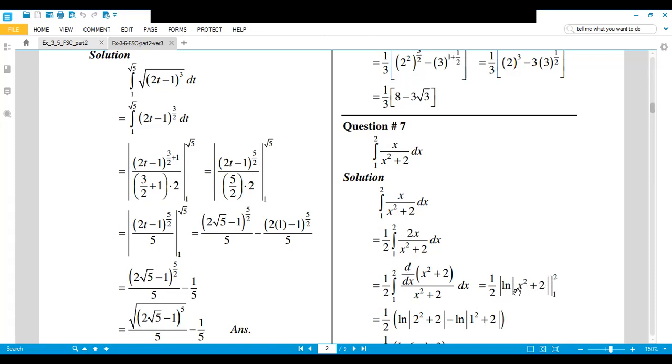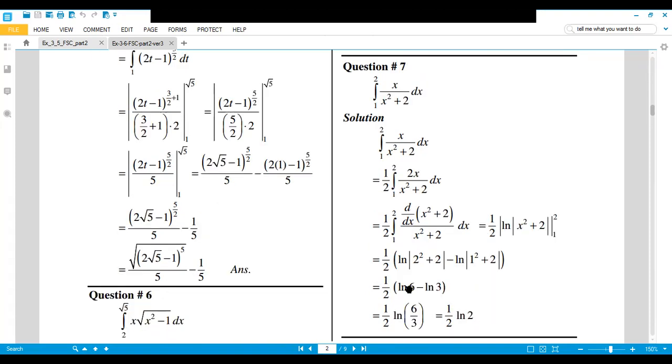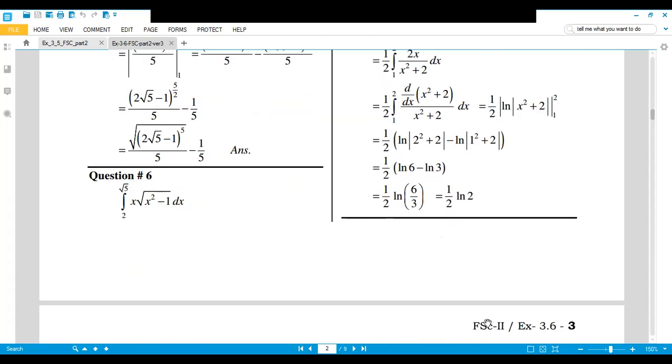Now 2 we put in place of x square and then minus natural log of this. So we get 1 over 2, and this is natural log of 6 minus natural log of 3. You know that if natural log has minus, it will be converted into division. So natural log 6 over 3. So that is 1 over 2, natural log 2, 3 twos are 6, so natural log 2. So we will get the required answer, question number 7.